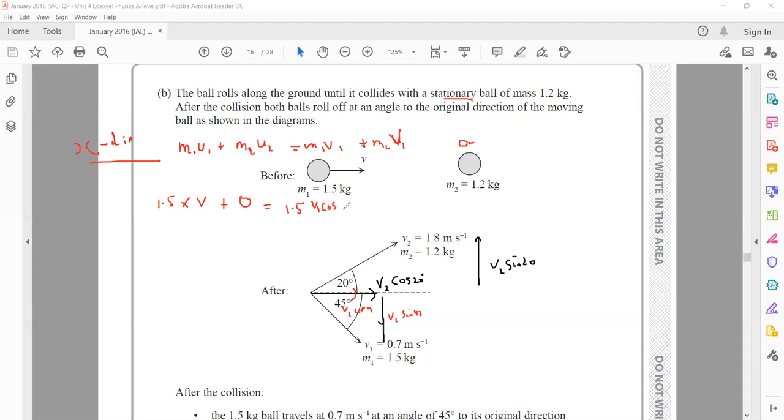So I will take v1 cos 45 degrees, plus the second one, the mass is 1.2 and we get v2 cos 20 degrees. And V1 and V2 are already given. So V1 is given as 0.7 and V2 is given as 1.8. Instead of V1, you'll substitute 0.7, and instead of V2, you'll substitute 1.8. Can you solve what is the final answer for the velocity?